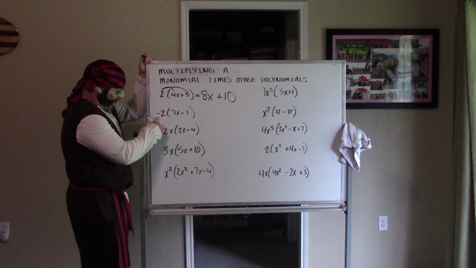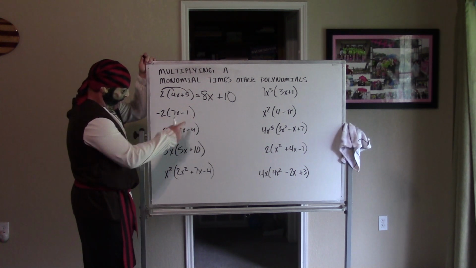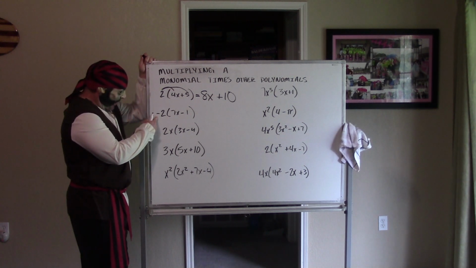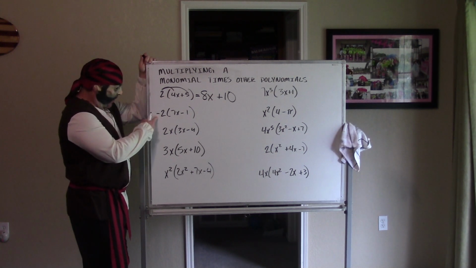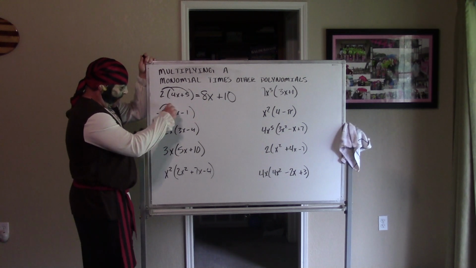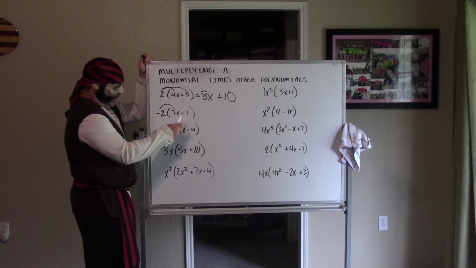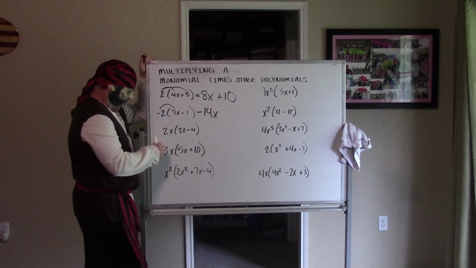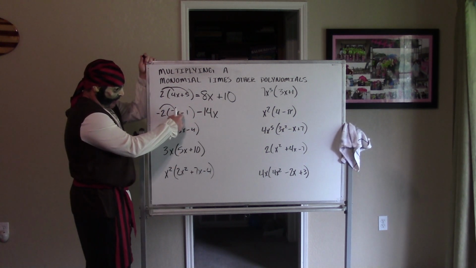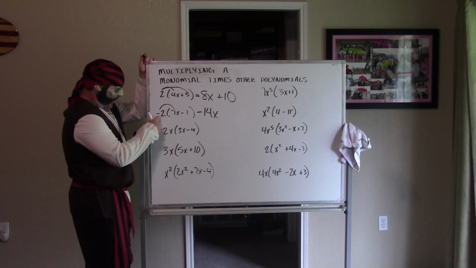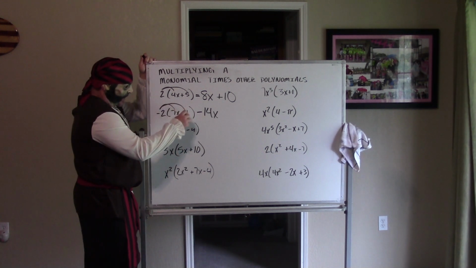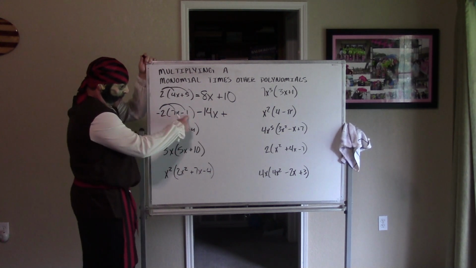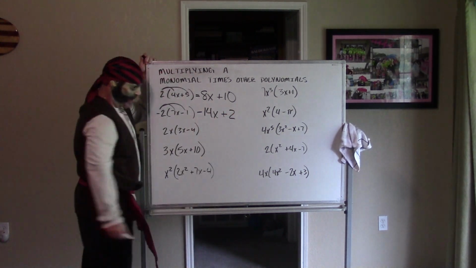Over here, we have negative 2 times 7x minus 1. So we can't get tricked by this negative right here. We got to make sure we know what we're doing. So the negative 2 times 7x is negative 14x, and then we can't get tricked because there's a minus here and then there's a negative here. So a negative times this other negative is going to make positive, and 2 times 1 is 2.